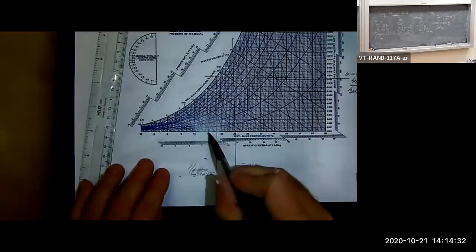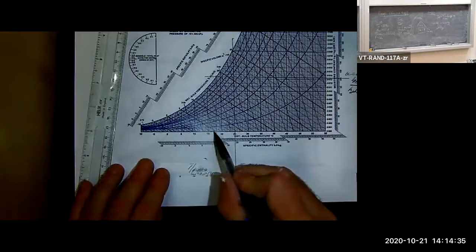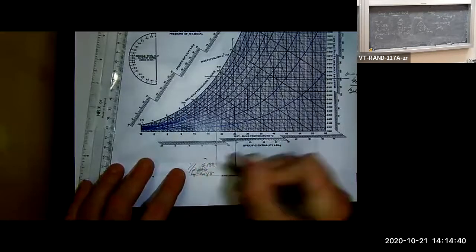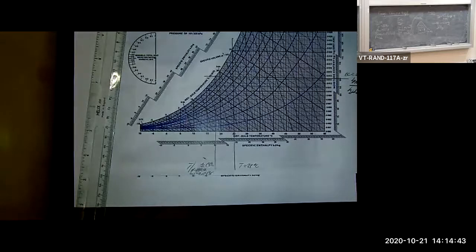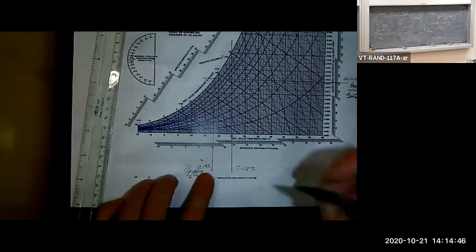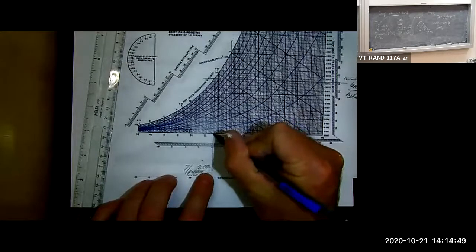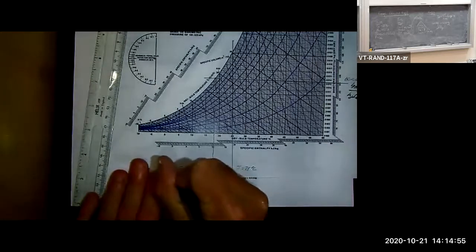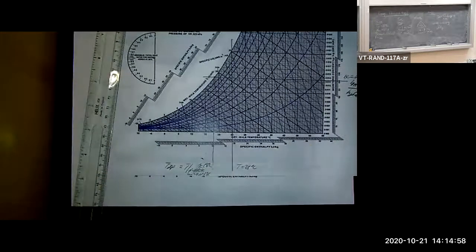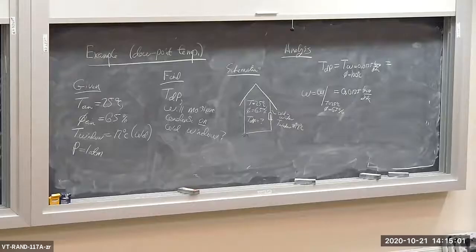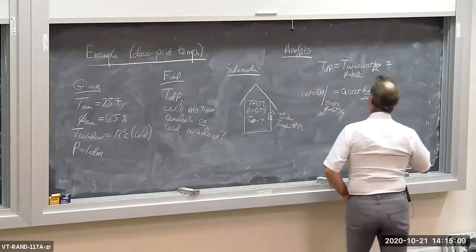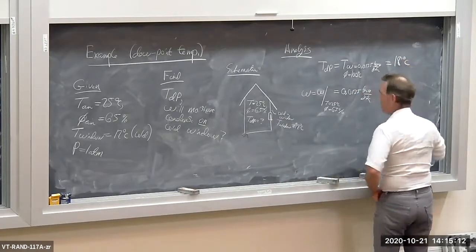And that temperature, let's see here, here's 15, 16, 17, 18. Looks like 18 degrees. So I'm going to put in approximately 18 degrees centigrade. 19, 20, 18 degrees centigrade. So our dew point temperature, T dew point, is approximately 18 degrees C. Dew point temperature, 18 degrees C. Okay?